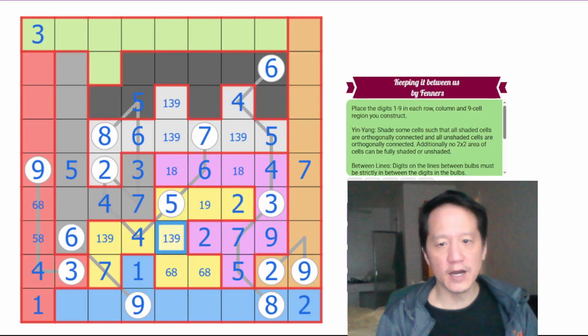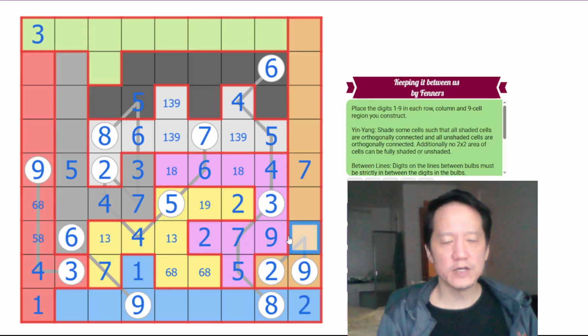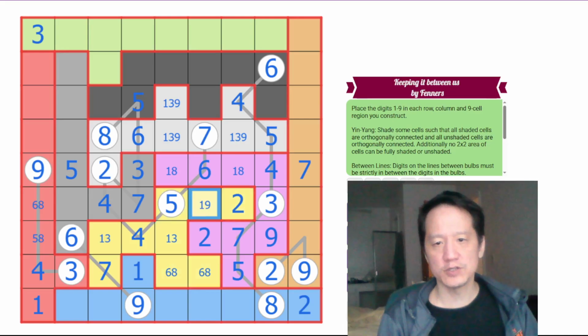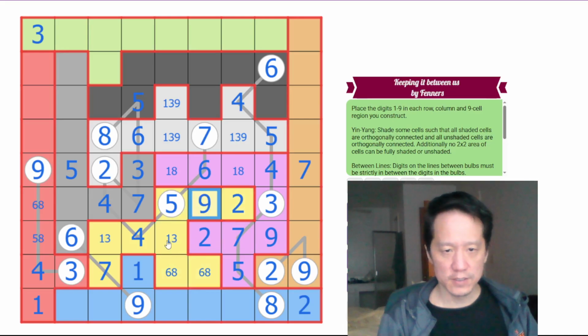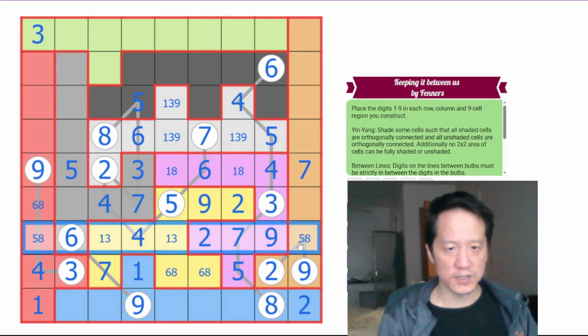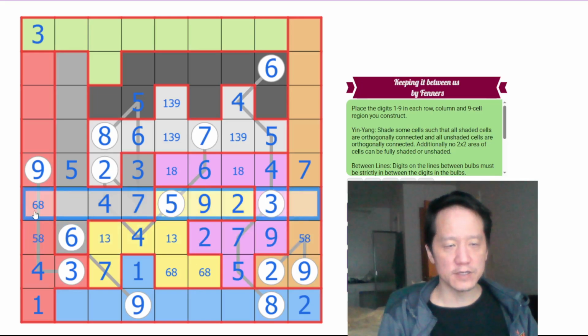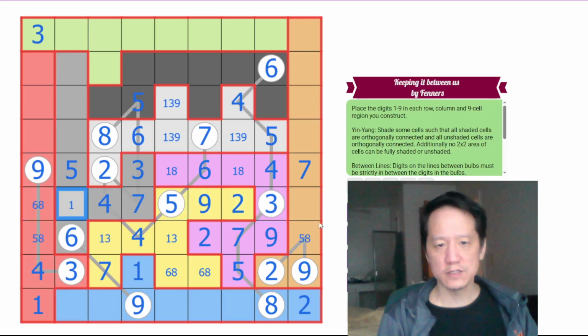These can't be 9. So because of the 1, 3, 1, 3 pair in yellow region, we cannot have a 1 in the rest of the region. So this cannot be 1. This is a 9. This has to be 5 or 8, and it can still be 5 or 8 here in the rest of row 7. The remaining digits in row 6 are 1, 6, and 8. But this can't be 6 because we already have a 6 in that region. This could be 1, 6, or 8. That's fine.